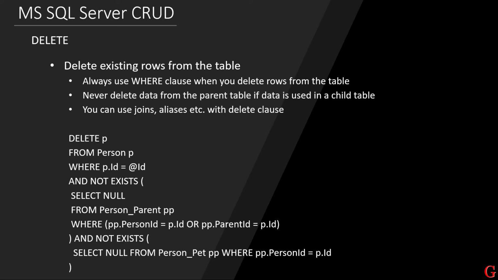Use delete clause to delete existing rows from the table. You should also use where clause with delete command. In this example, we use not exists to make sure that the person does not have parents and pets in a database before we delete the person from the table. Use foreign keys to ensure database integrity. You can also use joins, aliases, and operators in a delete statement.